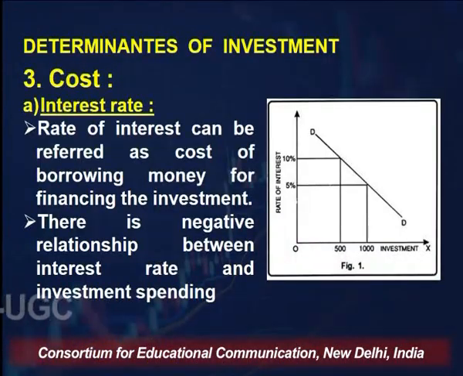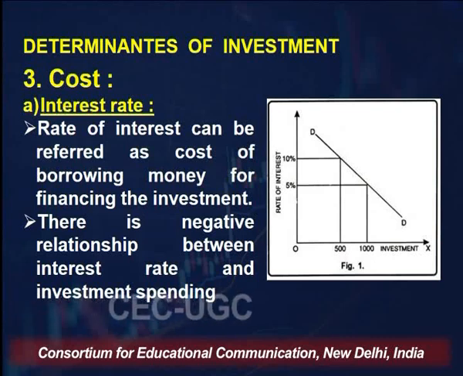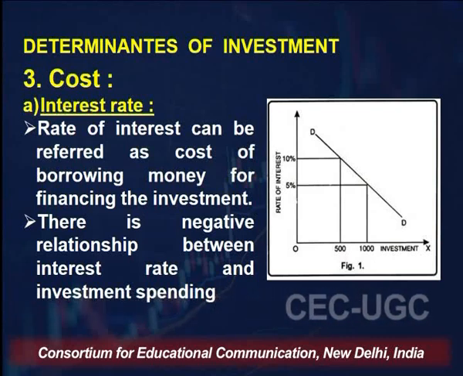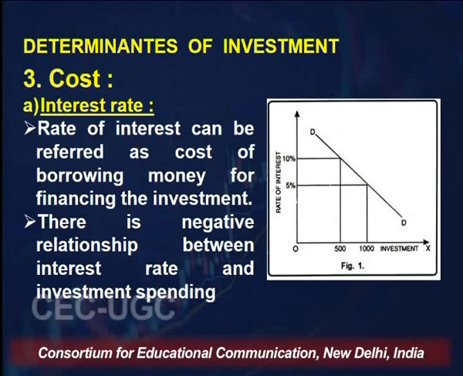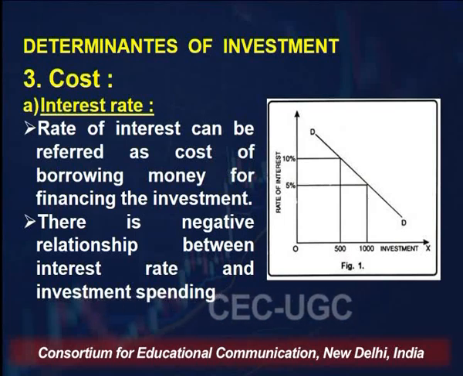Another determinant of investment is the cost, and the main factor is the interest rate. So the rate of interest can be referred to as the cost of borrowing money for financing the investment, and there is an inverse relationship between interest rate and investment spending, because if the interest rate increases, it means that the opportunity cost of investment also increases. So therefore there is an inverse relationship, and if the interest rate is more and the profit revenue of the business by investing that money in the business is less, then obviously the investment will be less.